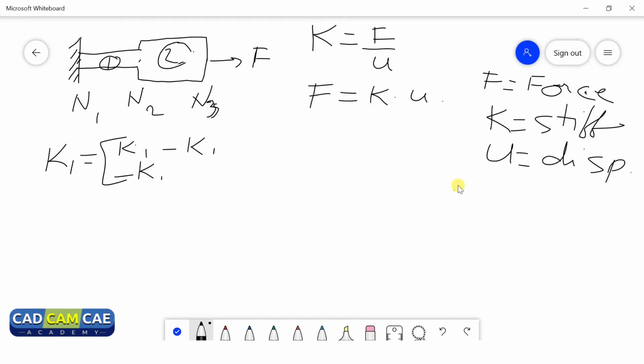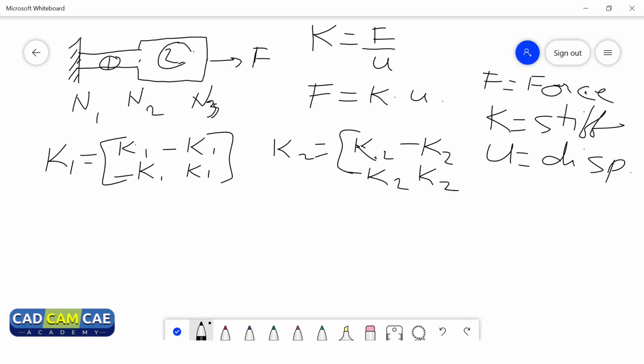Okay, so the stiffness matrix for the first element will be K1, minus K1, minus K1, K1. The stiffness matrix of the second element will be K2, minus K2, minus K2, K2. Okay, so this is the formation of the stiffness matrix. The other step in FEA is formation of the global stiffness matrix.